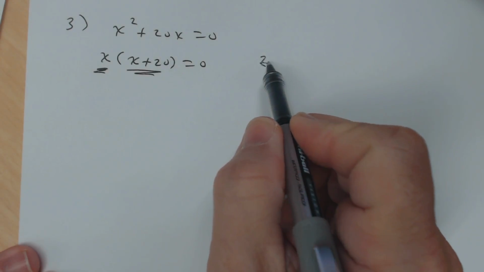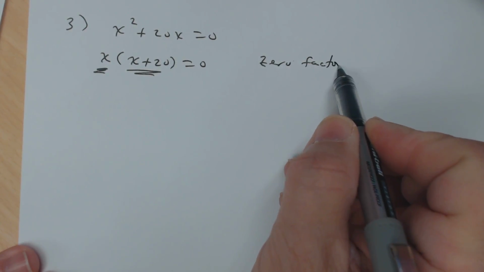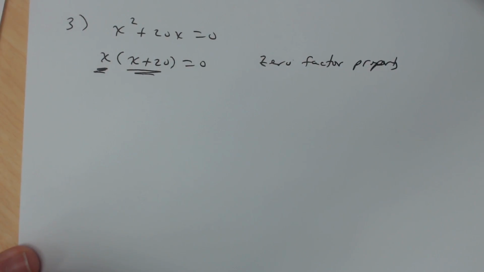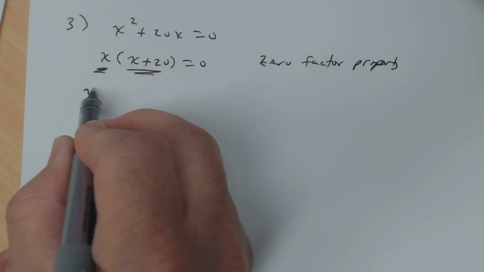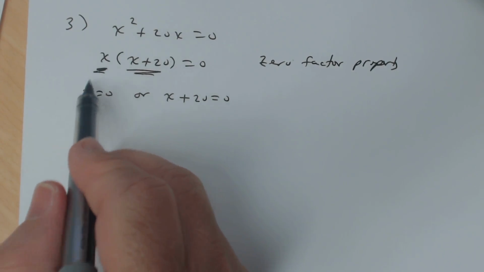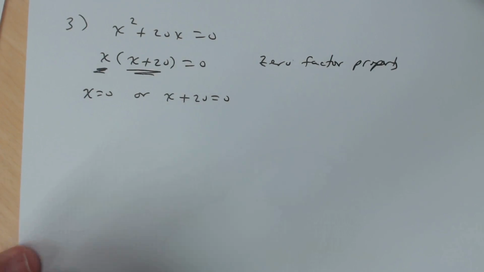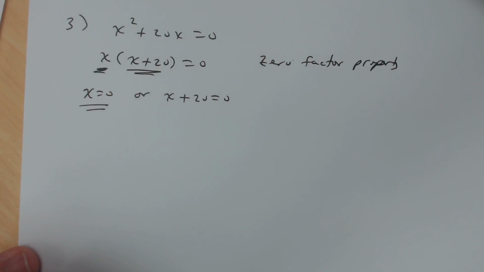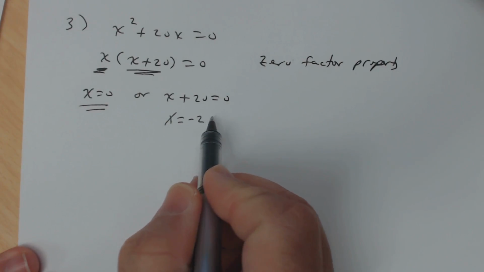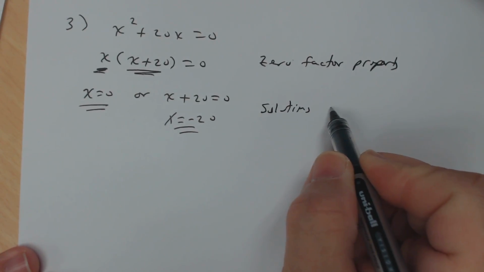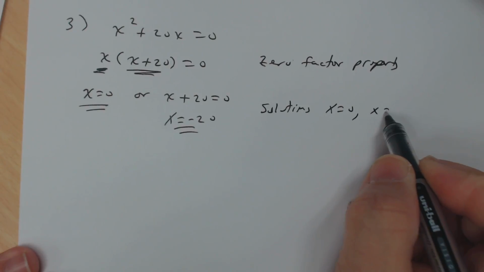And according to the zero factor property, I set each of these factors equal to 0. So I get x equals 0, or the other one is x plus 20 has to equal 0. So either this is 0 or this has to be 0. Over here, x is already by itself, so there's your solution. One of your solutions is 0. Over here, the other solution is negative 20. All right, so your solutions are x equals 0, x equals negative 20.